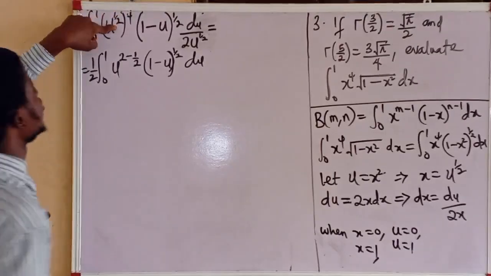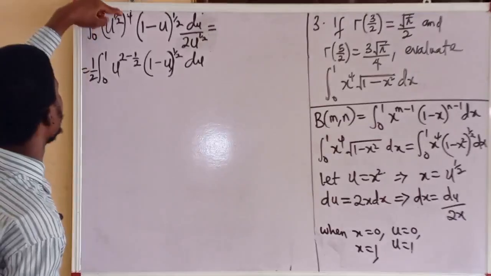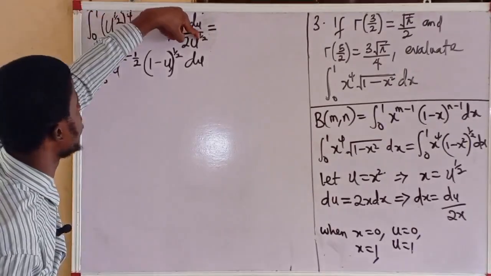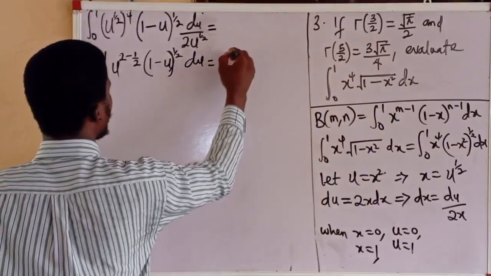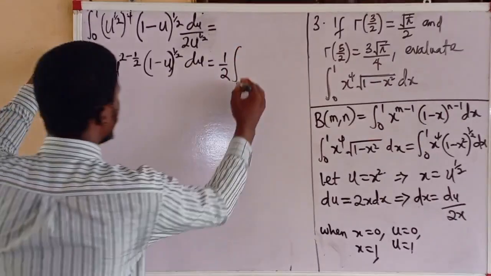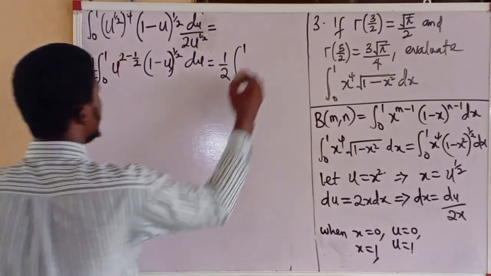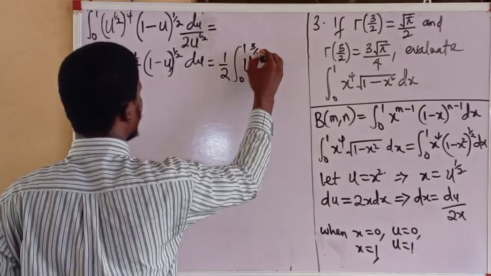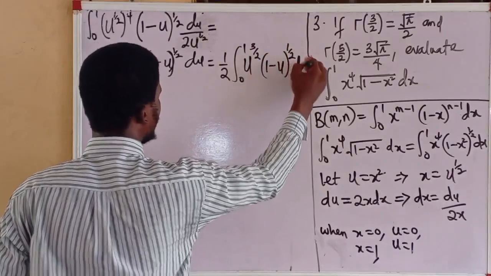Alright. This is 4 over 2, and that is 2. So if we simplify these two, because they have the same base, using the law of indices, it will be 2 minus the 1 over 2 here, which is the power of u. So this is it: 1 over 2 into the integral from 0 to 1. 2 times 2 is 4, 4 minus 1 is 3. So we have u to the power of 3 all over 2, then 1 minus u to the power of 1 half du.